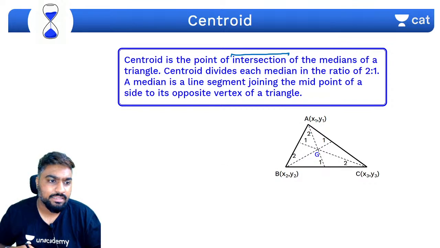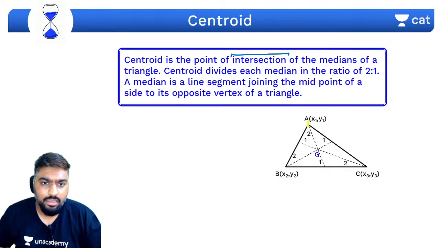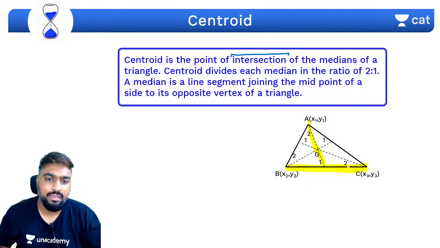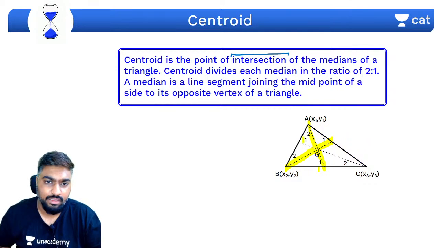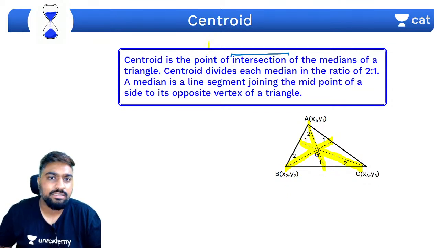Yes, so here in this case, this line is a median. Why? Because it divides this entire line equally, in a 1:1 ratio. Similarly this is a median. Again, this divides this line in the ratio 1:1, equal parts. Same way this is a median. So 3 medians, when they meet, they join at a point which is called a centroid. A centroid is denoted by the letter G.